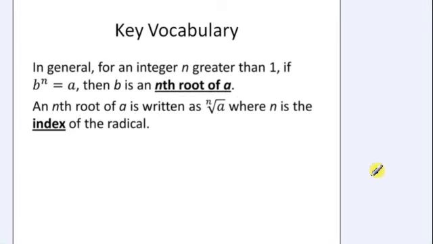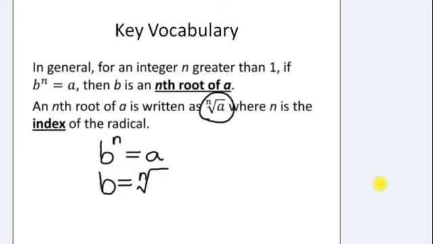In general, for an integer n greater than 1, if b to the nth power equals a, then b is an nth root of a. An nth root of a is written as the nth root of a, like we have here, where n is the index of the radical. So what this is saying is, if I have some number raised to the nth power and it equals a, and I need to find the value of b, well, b is going to equal the nth root of a.